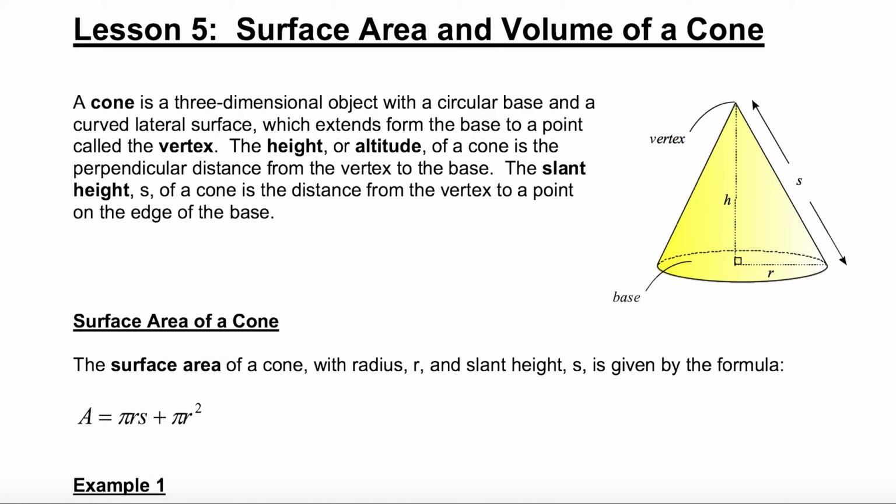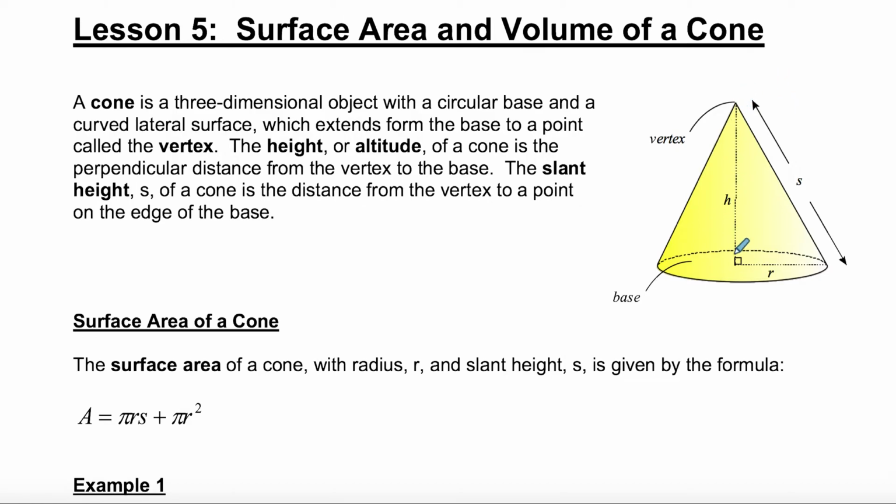So surface area and volume of a cone, this is lesson 5. A cone is a three-dimensional object with a circular base and a curved lateral surface which comes up to a point called the vertex. So the vertex is the point at the very top here.